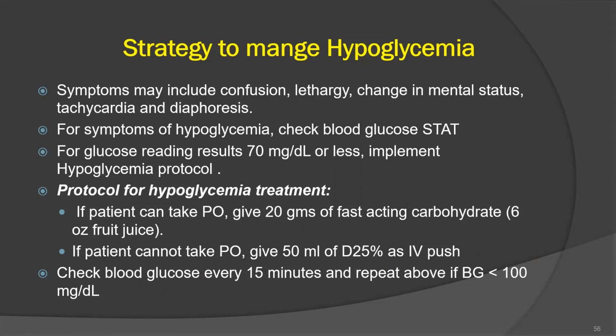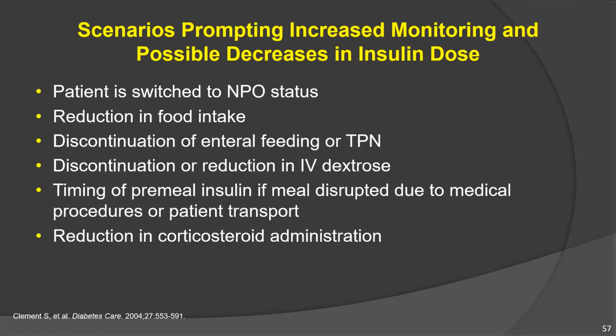Check blood glucose every 15 minutes and repeat if blood glucose remains below 100. So remember the key point in the protocol of hypoglycemia treatment is to check the blood glucose every 15 minutes and see if it is safely above 100 or not. If not, then you have to repeatedly give this 20 grams of fast-acting carbohydrate or dextrose 25%.